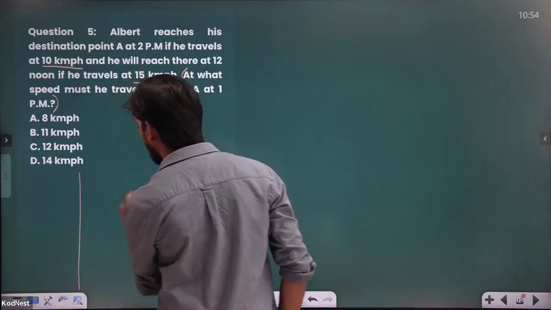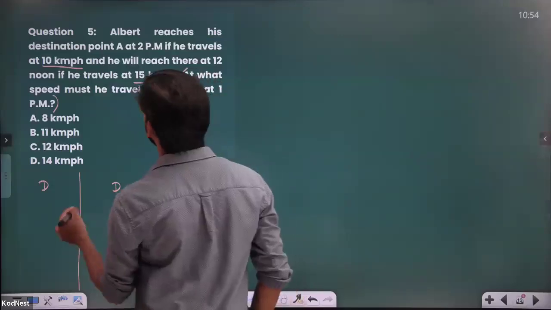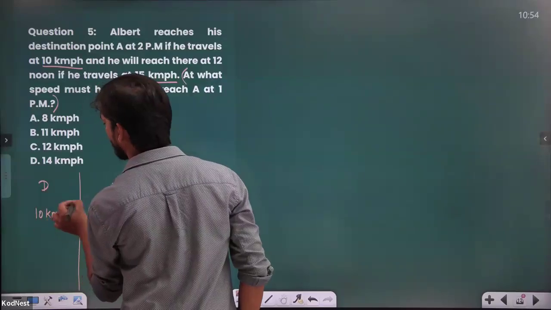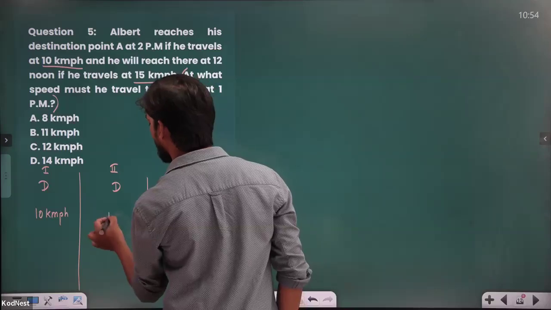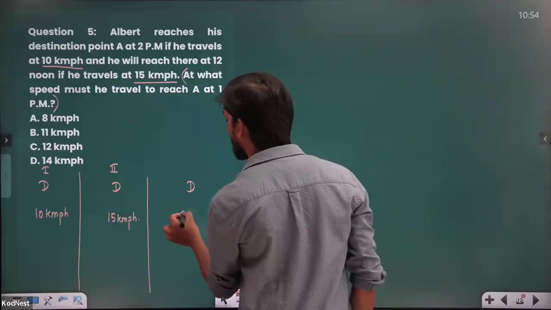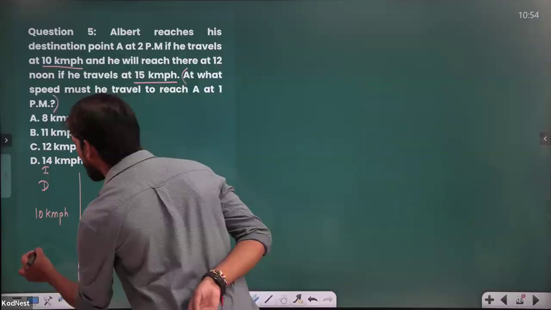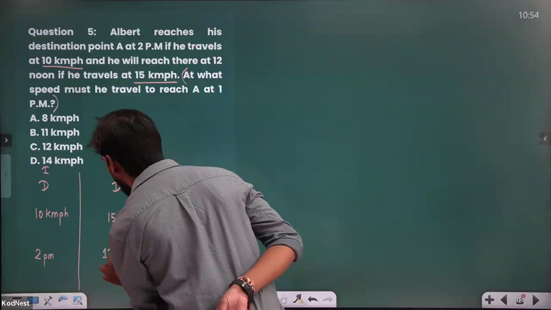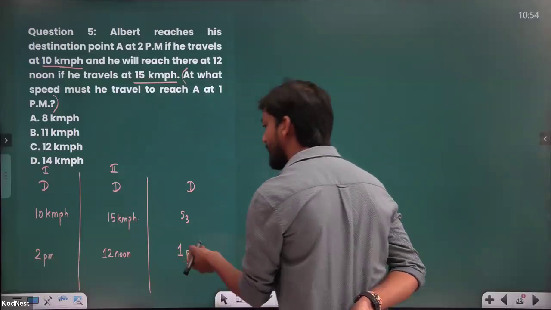Just for clarity, I'm writing. Distance is d. Speed is 10 kmph in the first case. In the second case, it is 15 kmph. And in the third case, it is unknown. Okay, we don't know. In the first case, 2 p.m. and second one, 12 noon. And here it is 1 p.m. This is the reaching time.